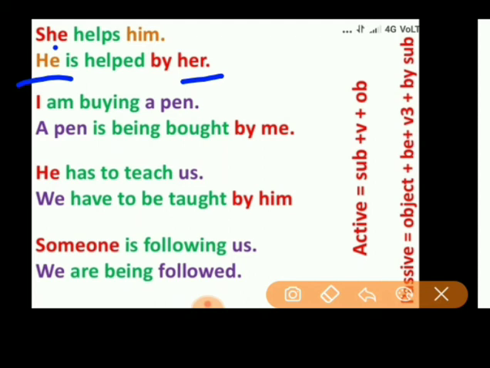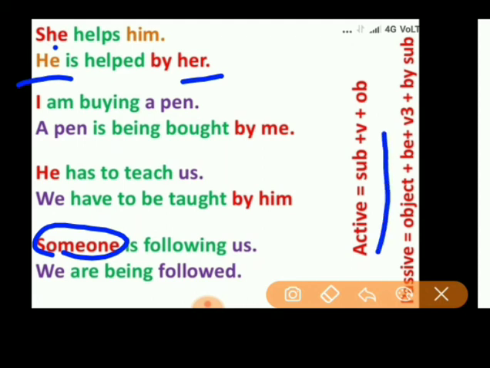Okay, I'm buying a pen. A pen is being bought by me. He has to teach us. We have to be taught by him. Someone is following us. Now see, someone. Okay, not certain who that is. So we can omit such kinds of objects.